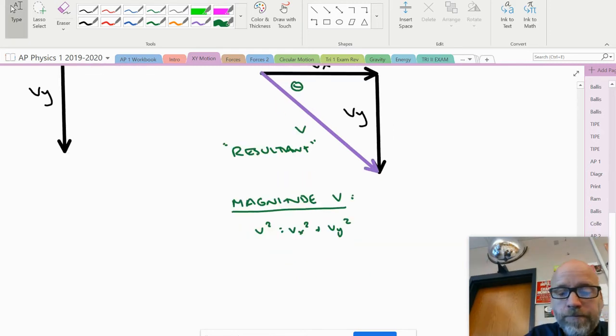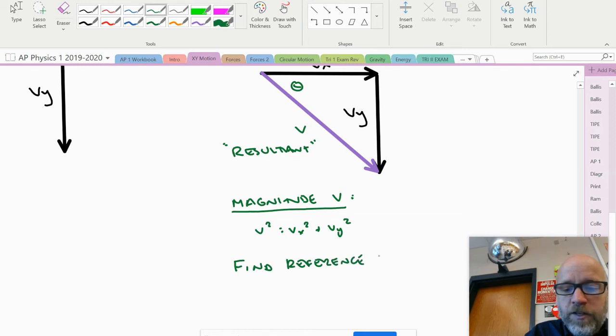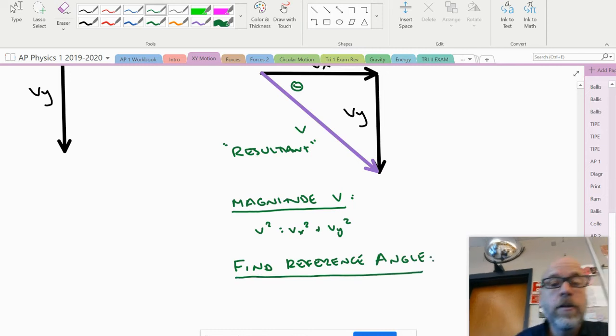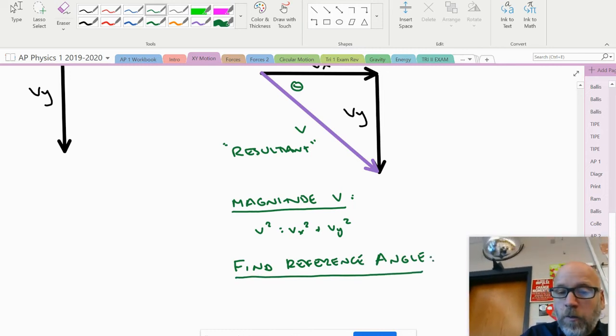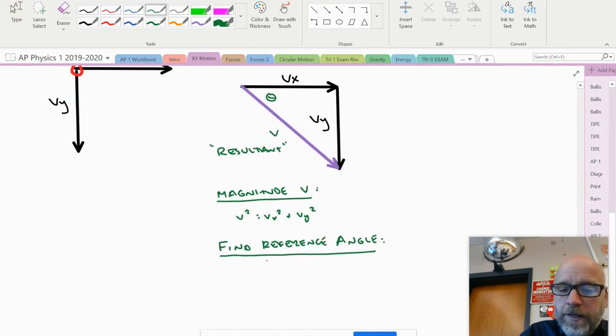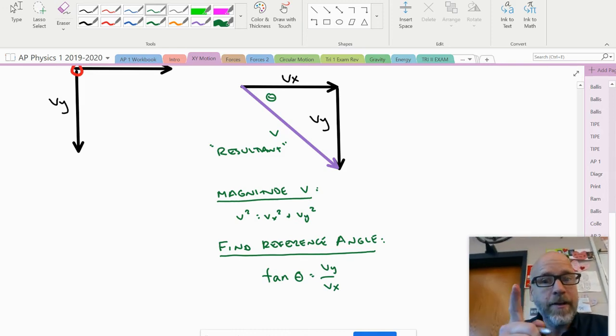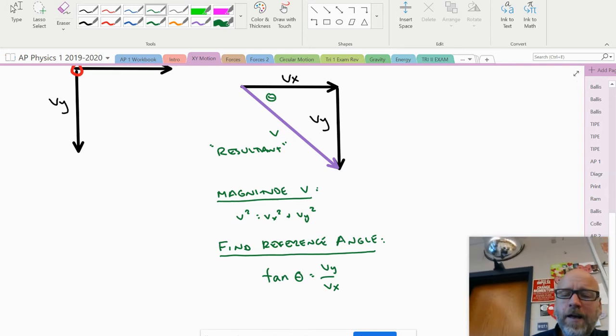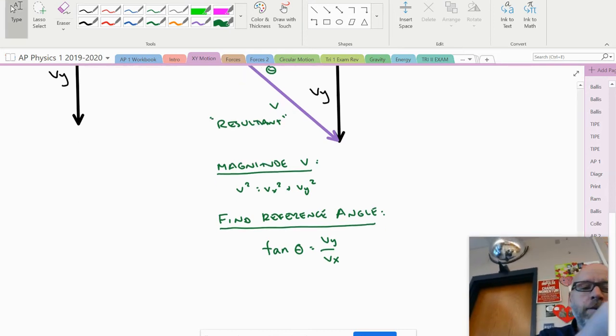To find the angle, now this is the reference angle. It's not the actual heading in the coordinate plane. It's the reference angle to the x-axis. So in this case, I have the opposite and the adjacent side, so it makes sense to me to use tangent of theta equals Vy over Vx. And then at the end, I'll have to put it into the coordinate plane. I think the easiest way to do that is to try with an example.